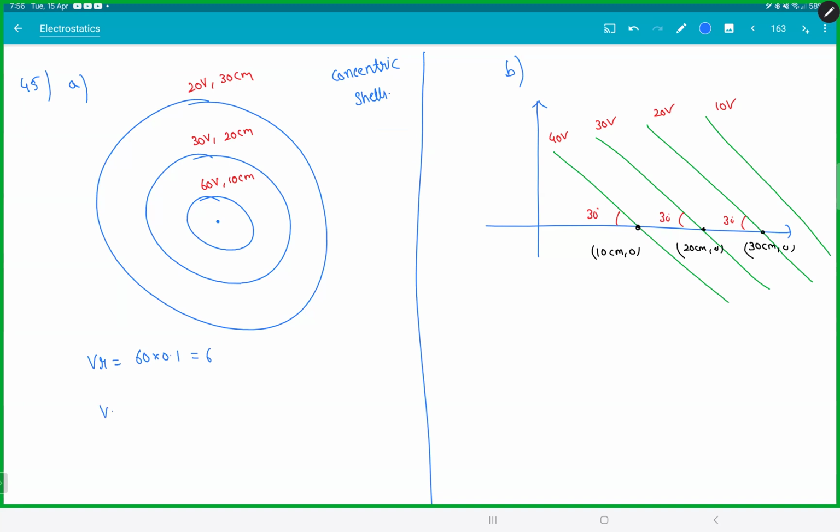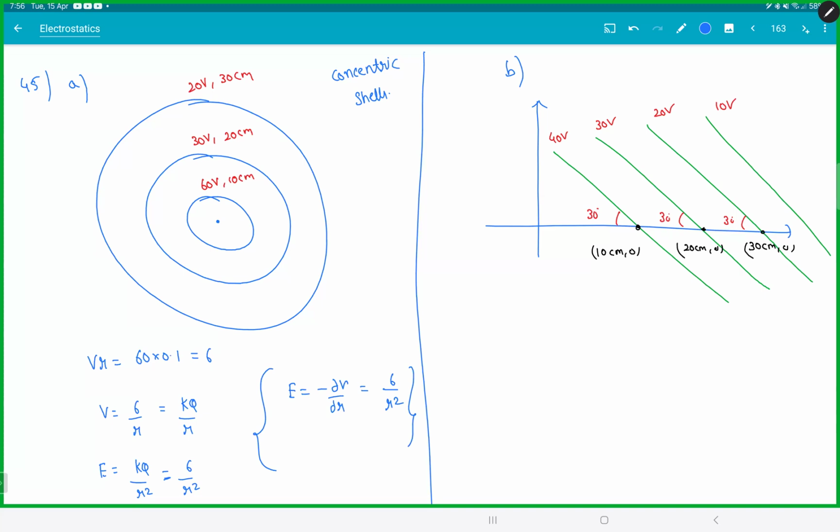So we get here V is equal to 6 by R. So you can say this is equal to KQ by R, and then you're done. So field is equal to KQ by R square. That is 6 by R square. There, that is a field in the region. Or you can even do E is equal to minus dV by dr. You will get the same thing. So the important thing is to realize V into R is constant.